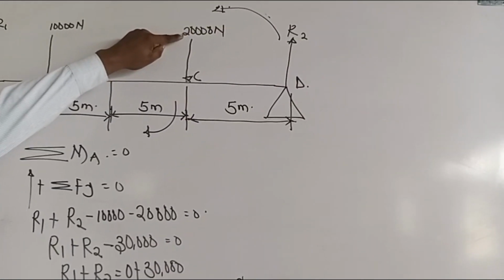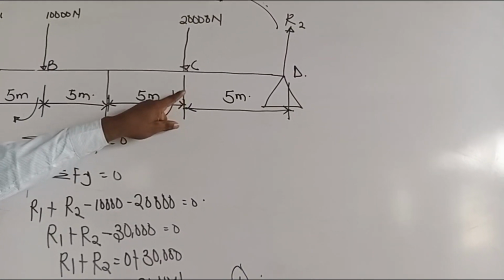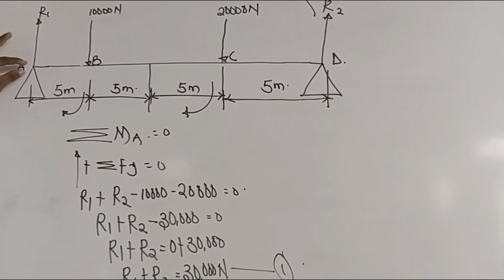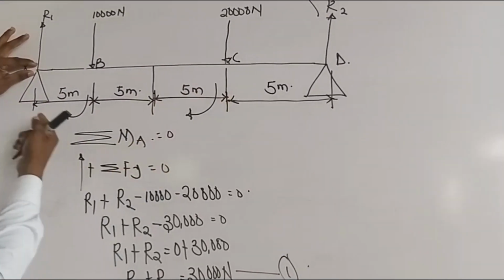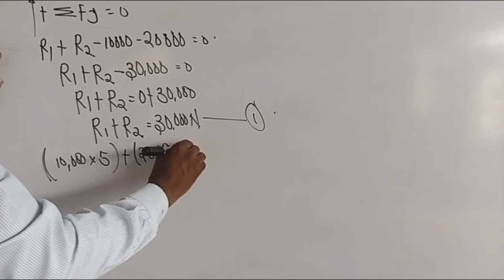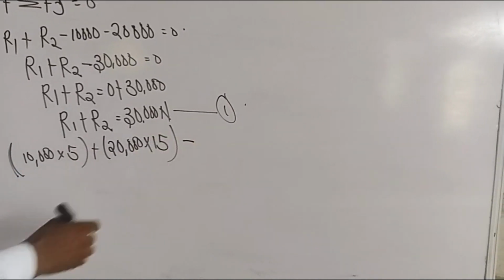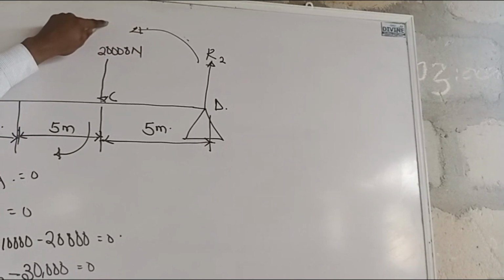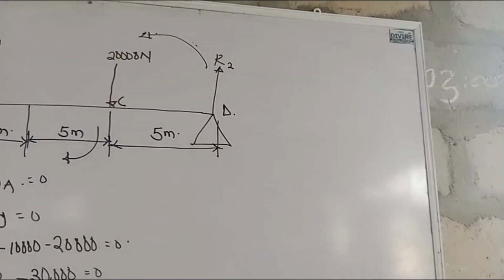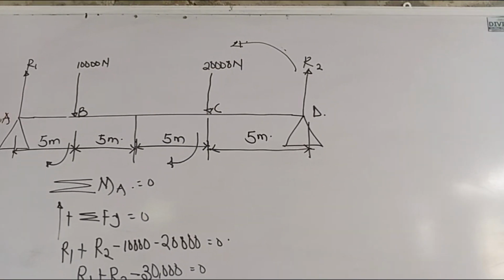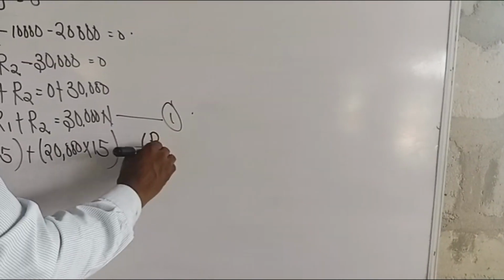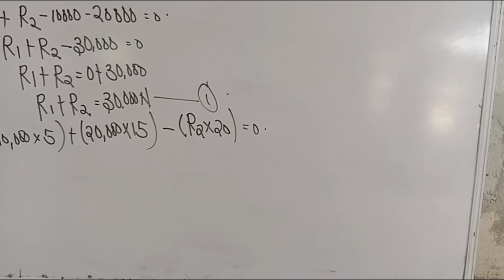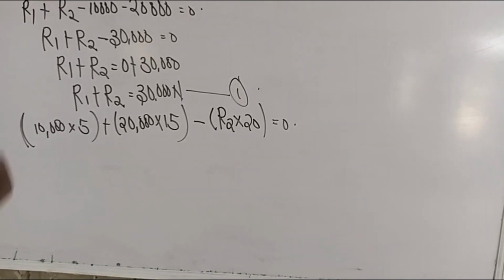What's the moment of this force? This force is 20,000. What's the distance from point C to point A? It is 15 meters, because we're making A our reference point. So everything must come to A. Times 15, minus, because R2 is moving in an anti-clockwise direction. What is the distance of R2 to the reference point A? It is 20 meters. So I'm having R2 times 20, and the value equals 0, because this principle says the sum of moments acting at a point is 0.